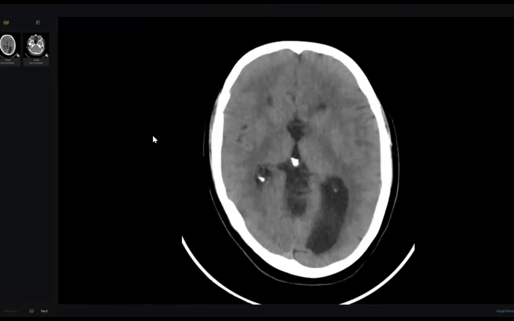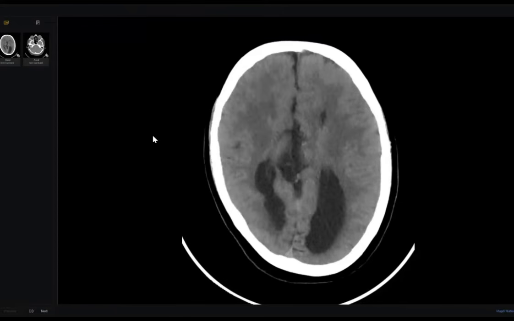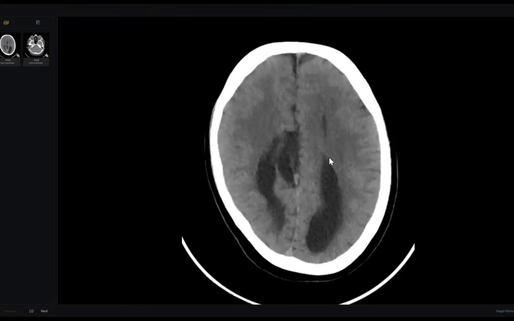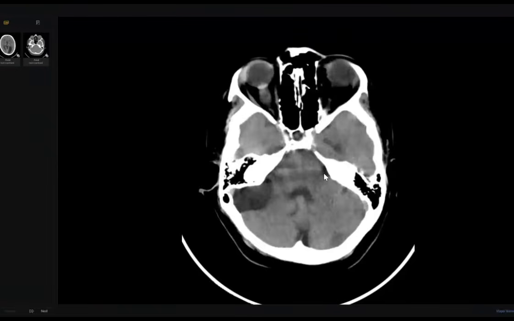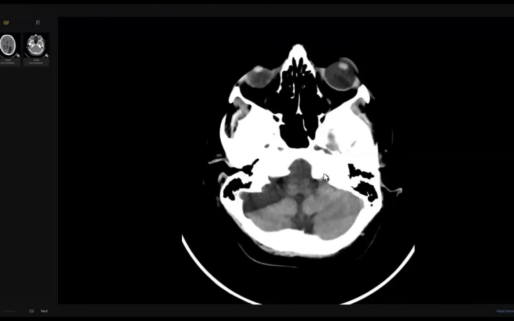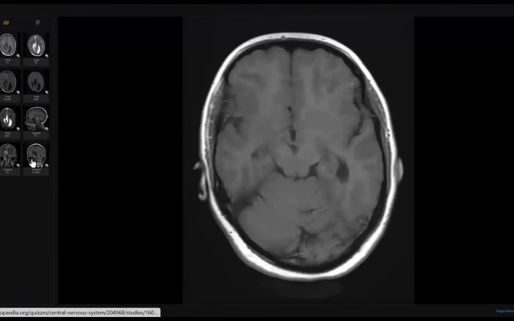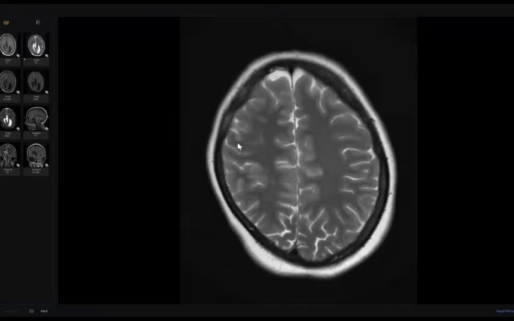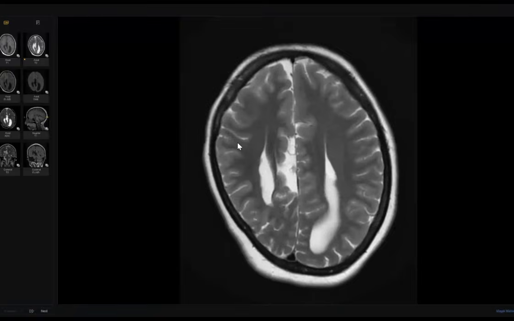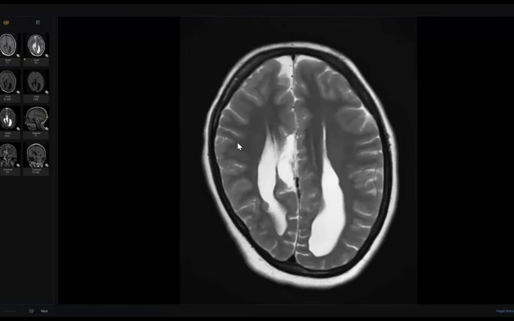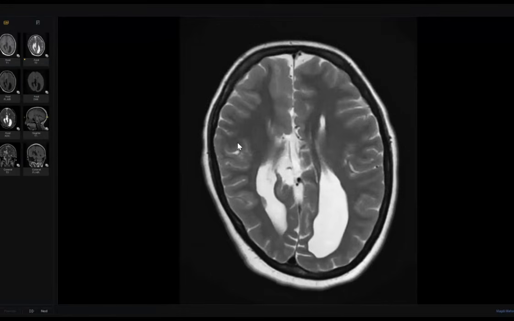What do you think about colpocephaly and corpus callosum agenesis? And what is this? This is cavum. No. What is your next step for this patient? We request an MRI for this patient. Pericallosal lipoma. What is your diagnosis here? This is corpus callosum agenesis.